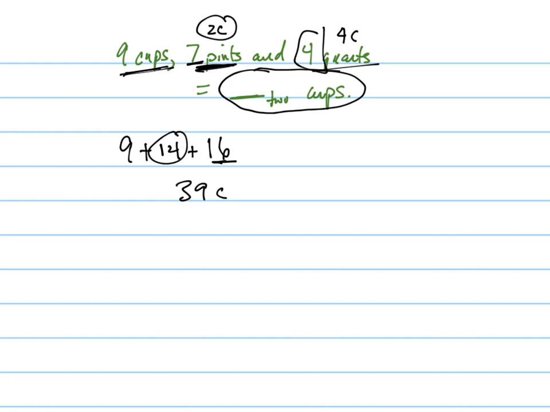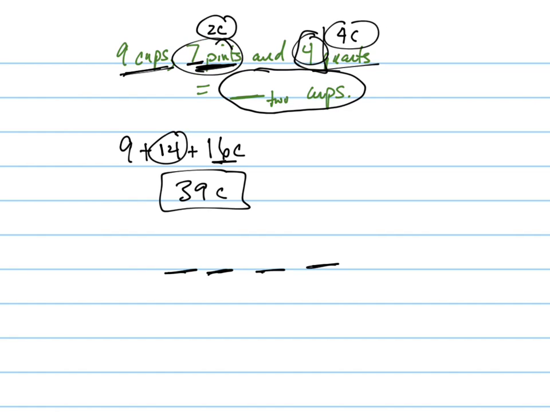Now they want us to write, this is in base 10. We want to write it in base 2. So do your thing. Wait, where did you get 16, buddy? 4 times 4. 4 quarts, and each quart is 4 cups. So there's 16 cups. There's 14 cups, and here there's 9 cups. In total, there's 39 cups.